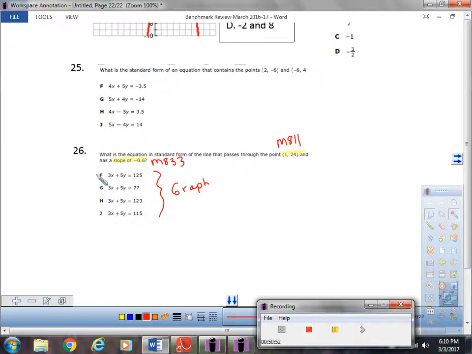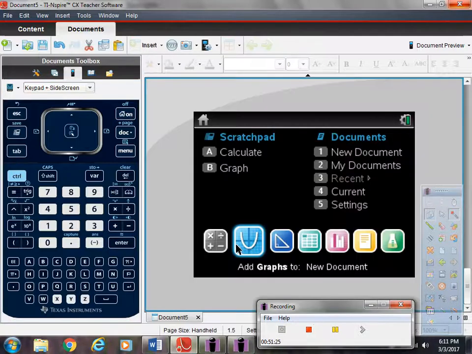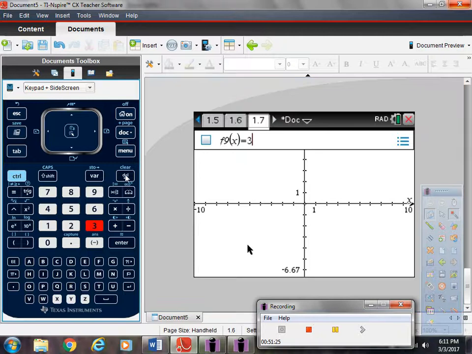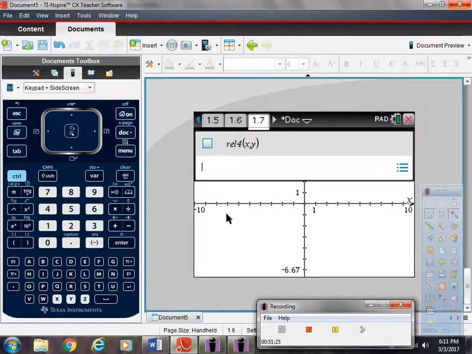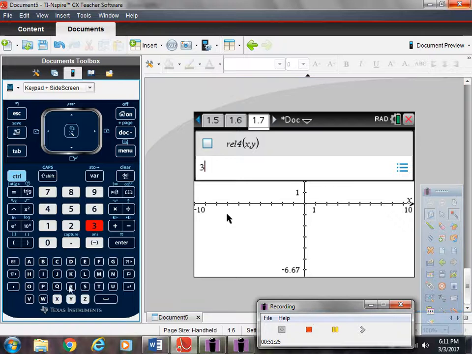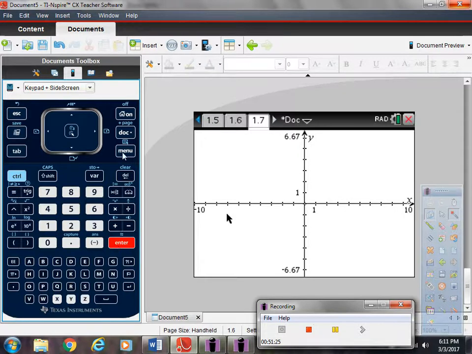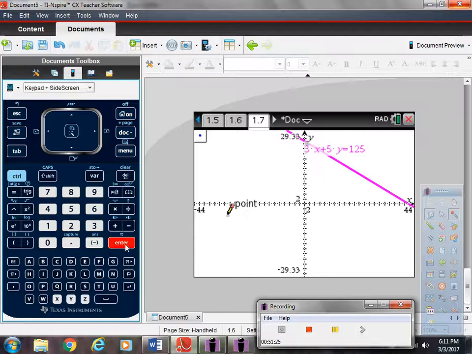I do know the correct answer here is F, so we're going to go straight to the answer. I have to hit relations because it's in standard form. So 3x plus 5y equals 125. Now I have to plot that point, menu 811, open the parentheses, 1, enter, 24, enter. Okay, so there's the point, it's on the line.